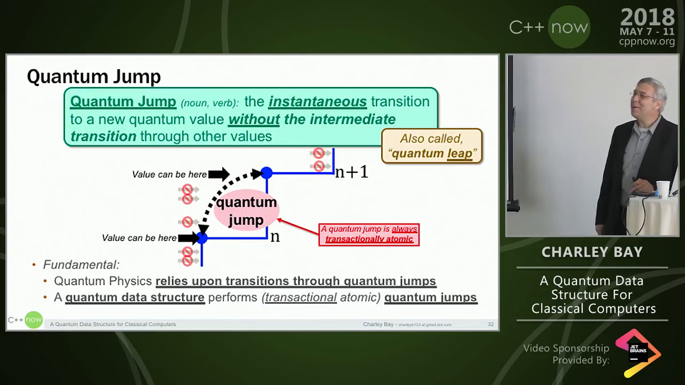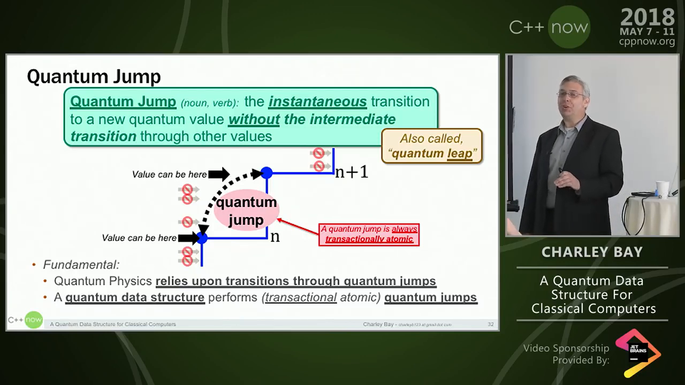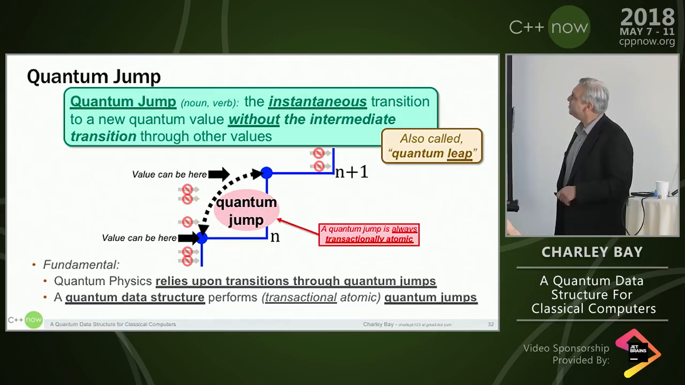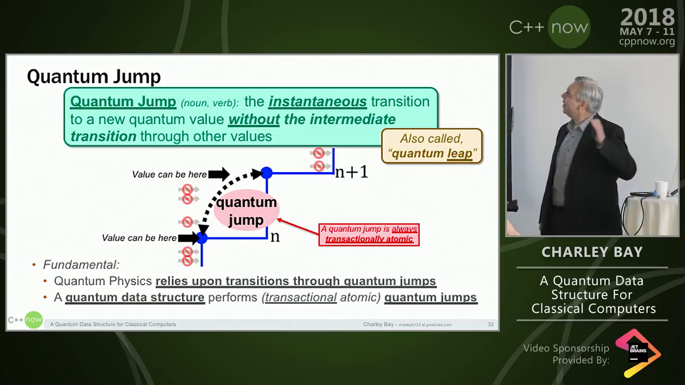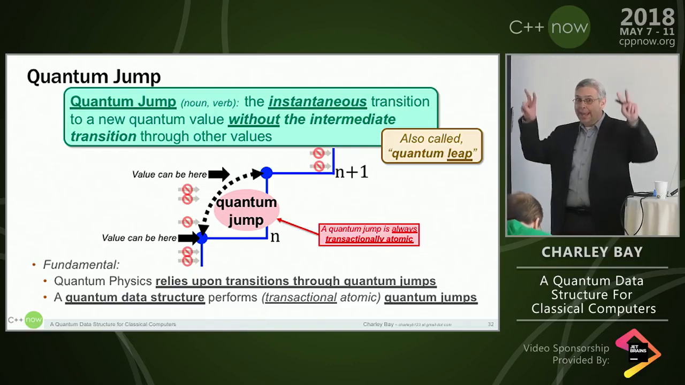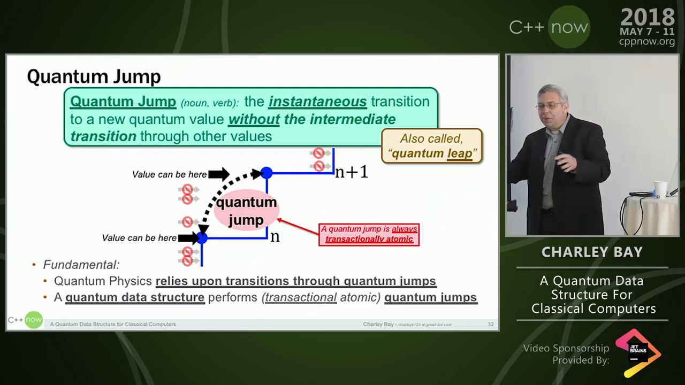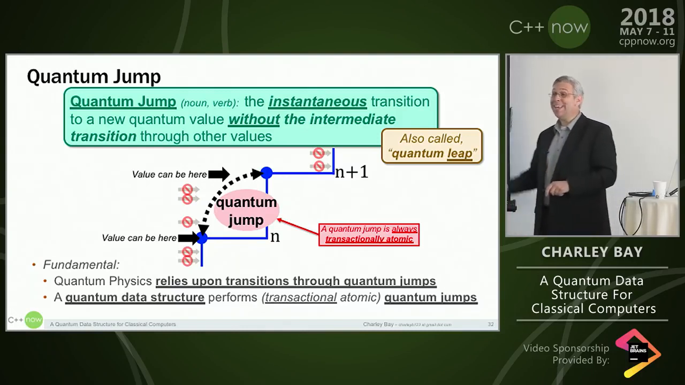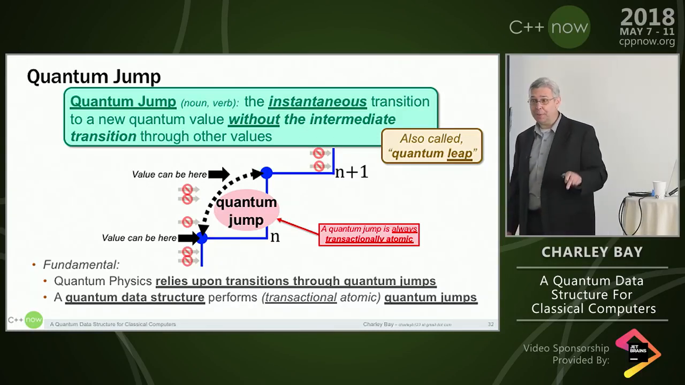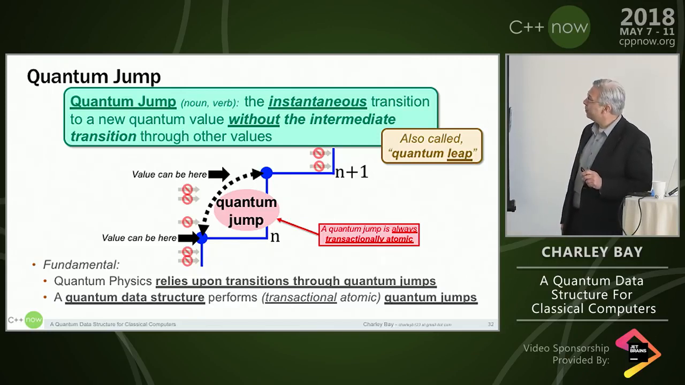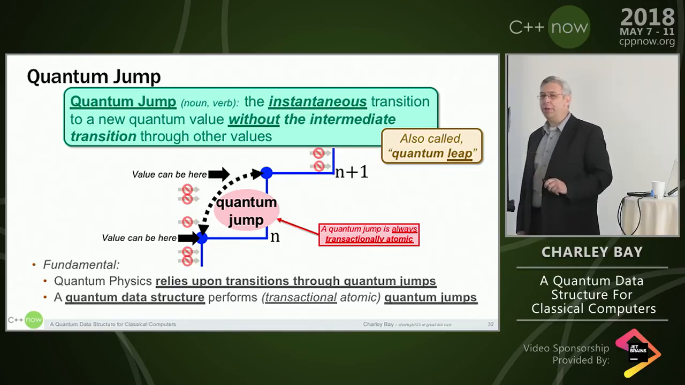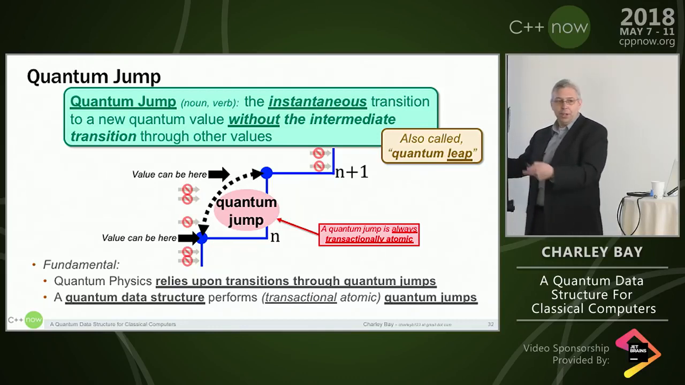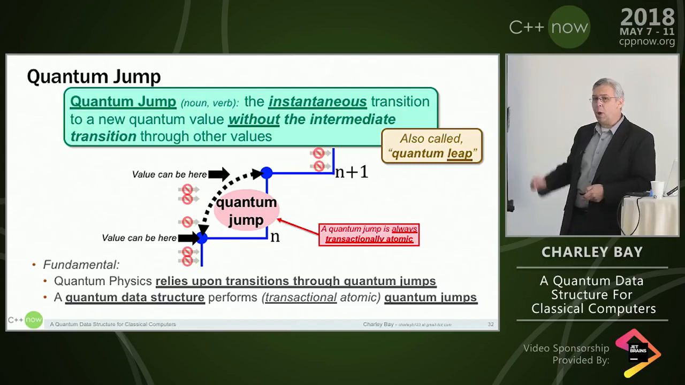Yeah, they called it nonsense. Enough of this quantum jump nonsense. And well, later on, the nonsense persists. Quantum jump, it is the instantaneous. Well, we might be securing a lock or whatever in a classical machine, but no. Quantum hardware, instantaneous, outside the bounds of time in this dimension. The instantaneous transition to a new quantum value without the transition through an intermediate value. So that's the whole point of an atomic mutation, but that's what a quantum jump is.